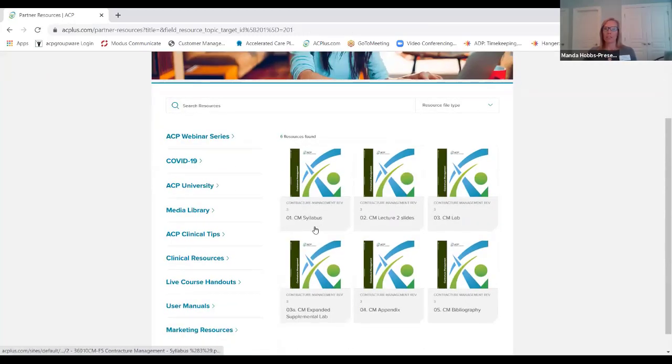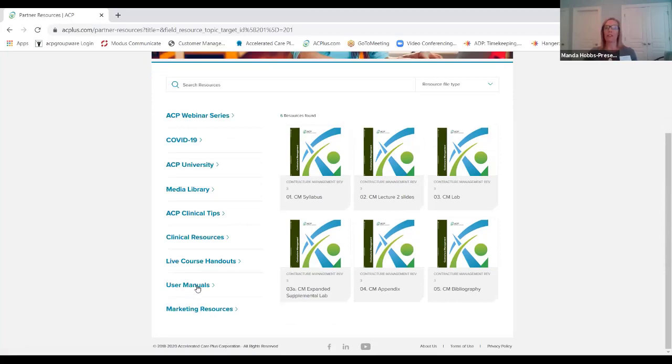you'll see with each of the programs, you'll get your syllabus, a lecture with two slides per page, a lab, extended lab if there is one, appendix, and bibliography. And you can click on these and download them and get the information that you need. This is particularly helpful with the lab section where you have the pictures and the protocols right there. Your user's manuals are here as well as some marketing resources too.